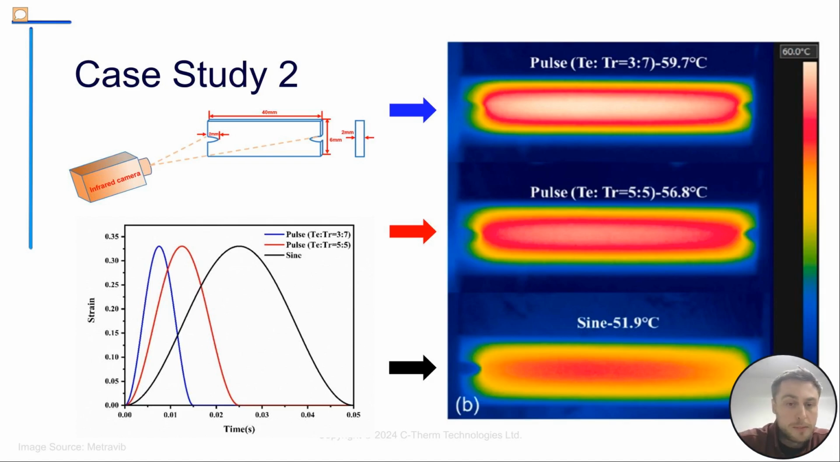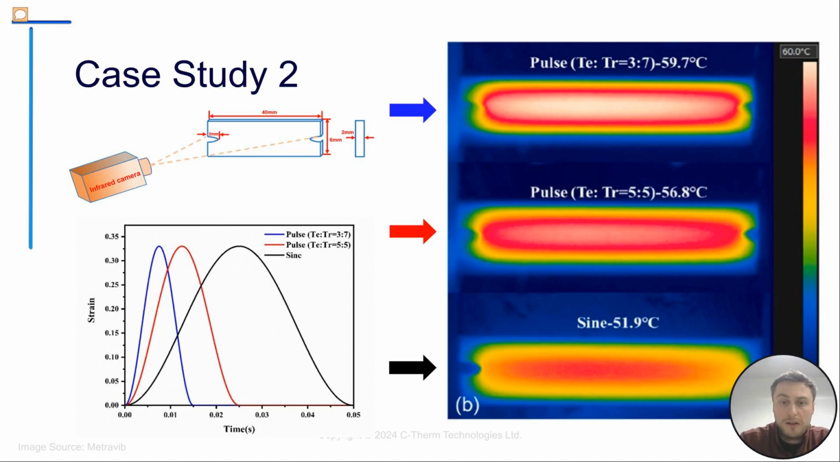So they considered, as I mentioned, 3 different waveforms, and they tracked the heat buildup through an infrared camera here. And we can see on the right, the heat buildup for these 3 signals here. So the short pulse wave is shown on the top, and we can see that the internal temperature of that sample during testing was reaching up to 59.7 degrees Celsius, while the sine wave was only reaching temperatures of 51.9 degrees Celsius. Now that's 8 degrees Celsius in the difference.